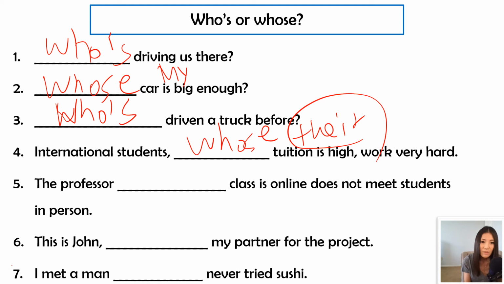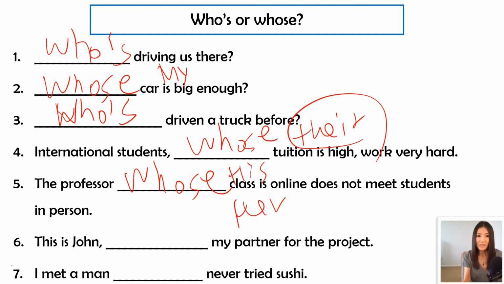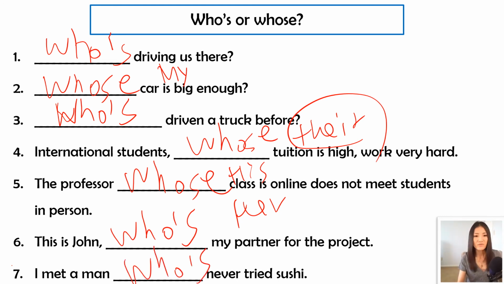Number 5, the professor whose class is online does not meet students in person. Whose, again, showing possession, his class is online or her class is online, right? So it's going to be O-S-E. Number 6, this is John, who's my partner for the project. Apostrophe S, who is, right? This is John, who is my partner for the project. Number 7, I met a man who's, apostrophe S, who has never tried sushi.